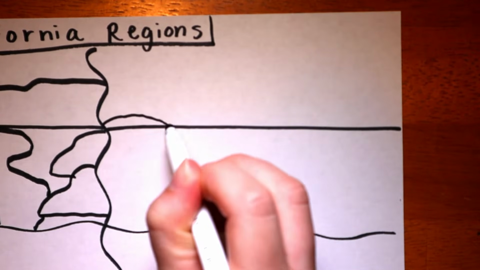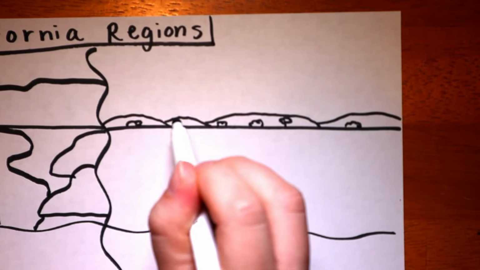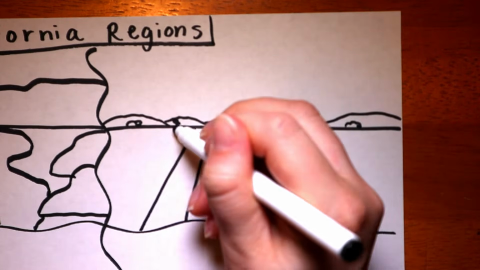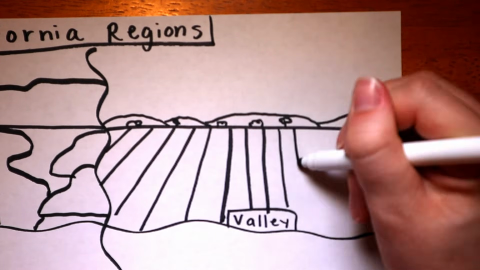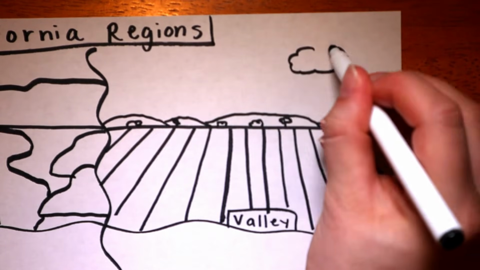For the valley region, I'm showing hills in the background with shrubbery, a couple trees, and then rows to show the agriculture and the farming that's happening in the valley. Also going to draw a couple clouds with a sunshine.